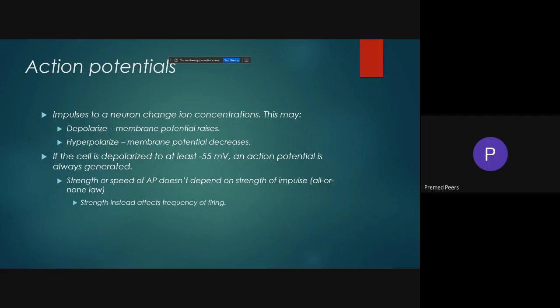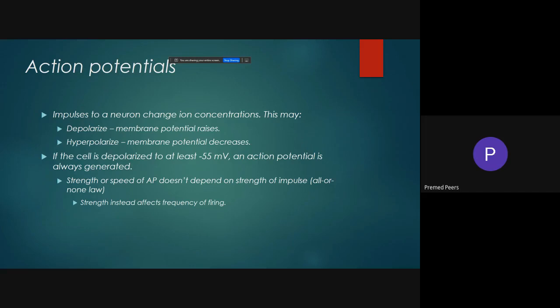Action potentials, that's the term for electrical transmission of signals within a neuron. Obviously, the purpose of the nervous system is to transmit information. That information is transmitted electrically within the cell and chemically between cells. We're going to see between cells in a minute. So action potentials. The first step of this is that some sort of impulse changes ion concentrations and changes the potential of the membrane. We can make the membrane more positive or more negative. How does that happen? We'll see at the very end.